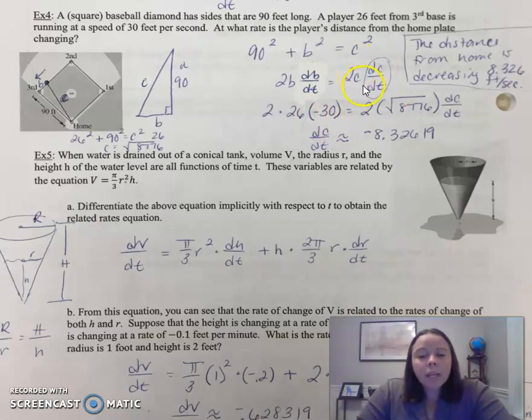Equals 2 times, and then we had to solve for C. So at that particular moment, when this distance is 26 and this distance is 90, we had to use the Pythagorean Theorem real fast to figure out what C is at that particular moment. And it's this lovely square root of 8,776. And then dc/dt is what we're trying to figure out. So of course, divide, you get this lovely answer here. So I said the distance from home is decreasing 8.326 feet per second. And you could say when the player is 26 feet away from third base, if you want to be even more detailed.